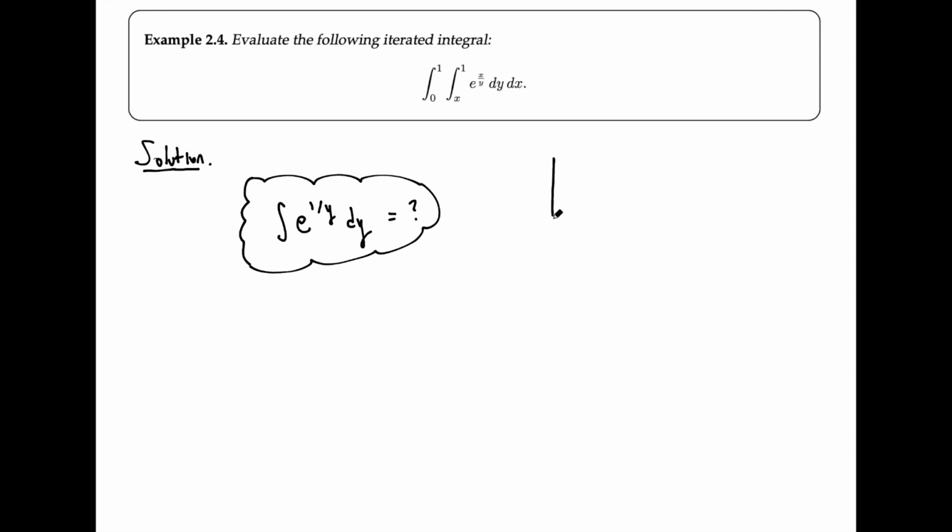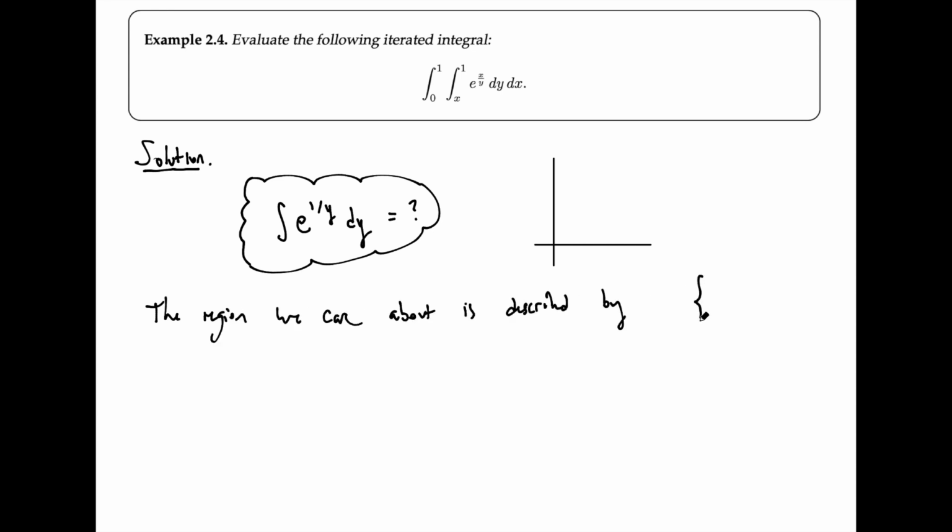Now, as usual, when we switch the order of integration, we can't just literally reverse the integral signs. We do have to appropriately redescribe the region here. I'll start by saying the region that we care about is described by the following inequalities. The inner bound here gives y bounds, so this says that y ranges from x to 1. And the outer bound here gives x bounds, so x ranges from 0 to 1.